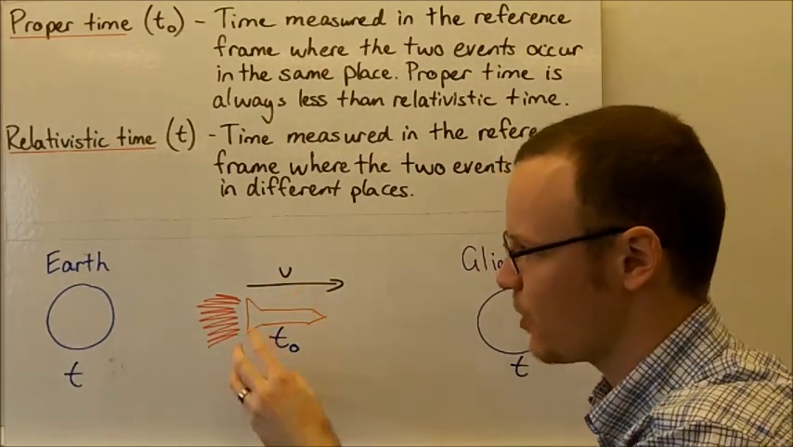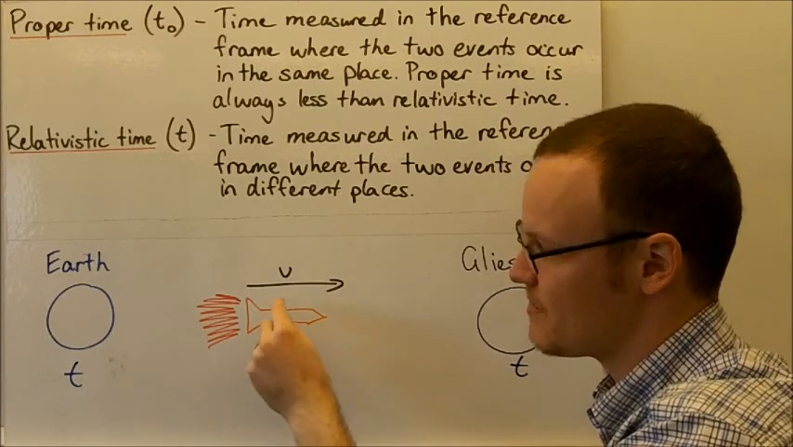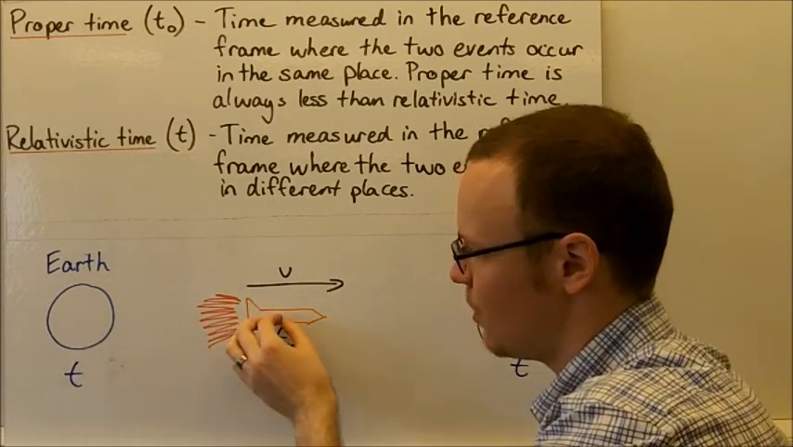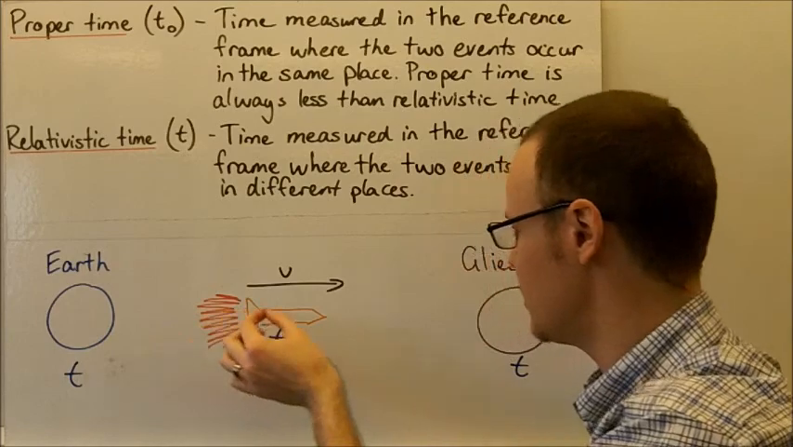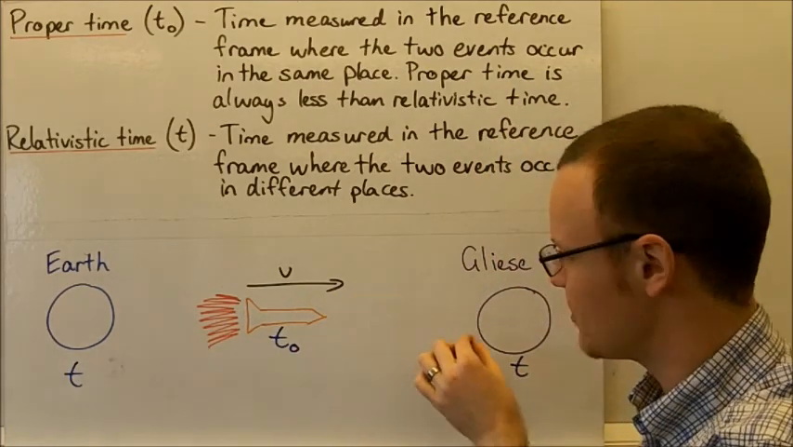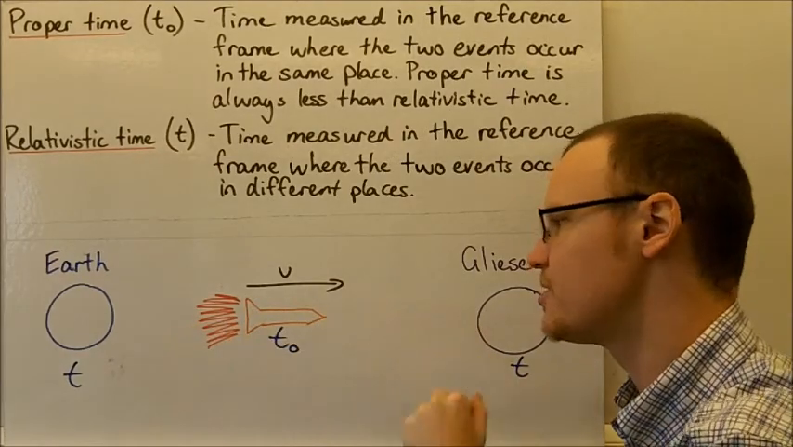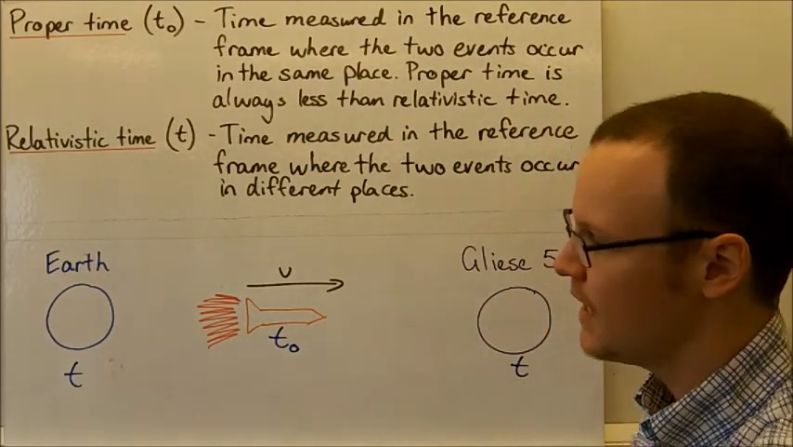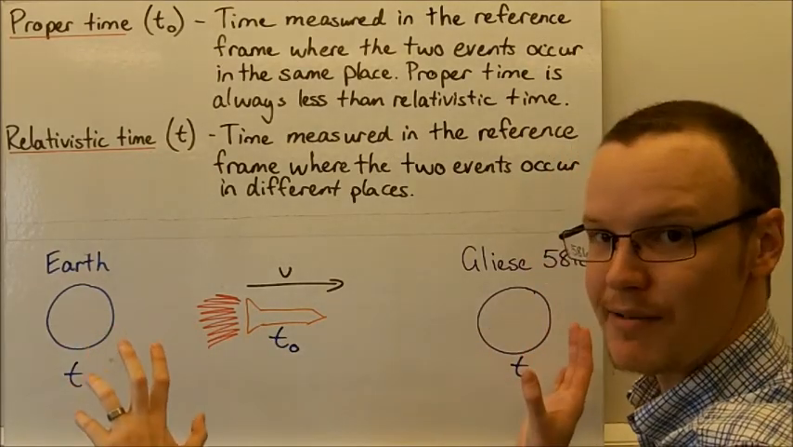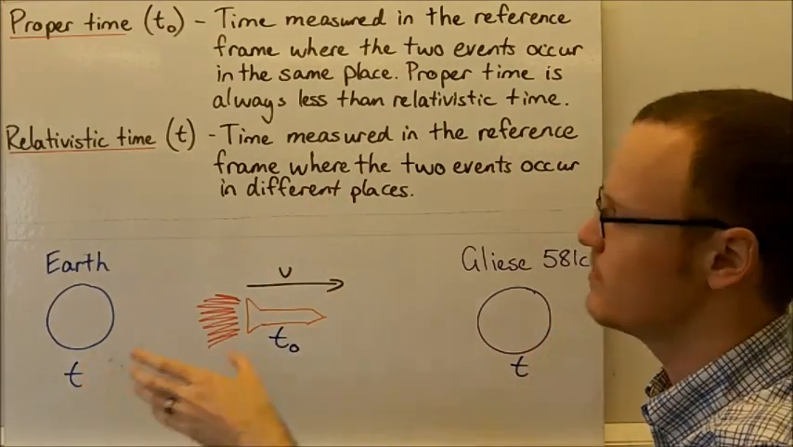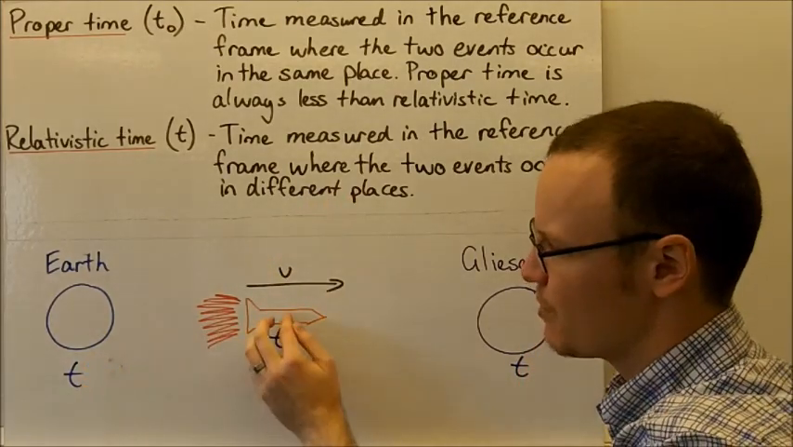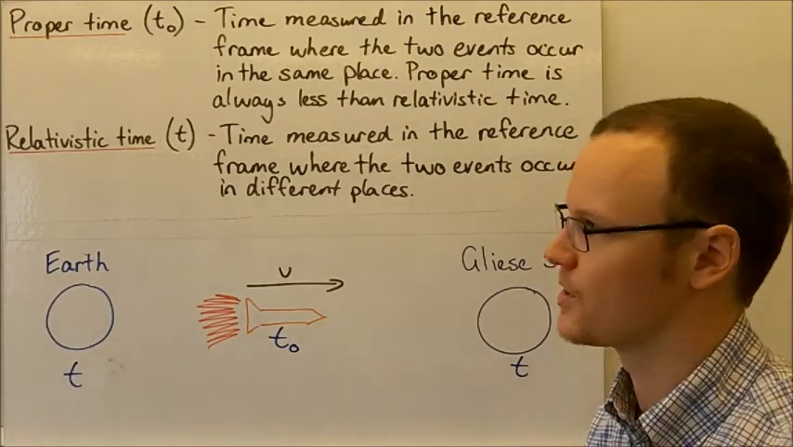Okay, and so proper time will be measured on there. It'll be measured in the same place on the spaceship as it's leaving Earth, and at the spaceship as it reaches Gliese 581c. So despite the fact it's travelling with some velocity, the Earth and Gliese 581c will measure relativistic time, and proper time will be measured by the rocket in this example.